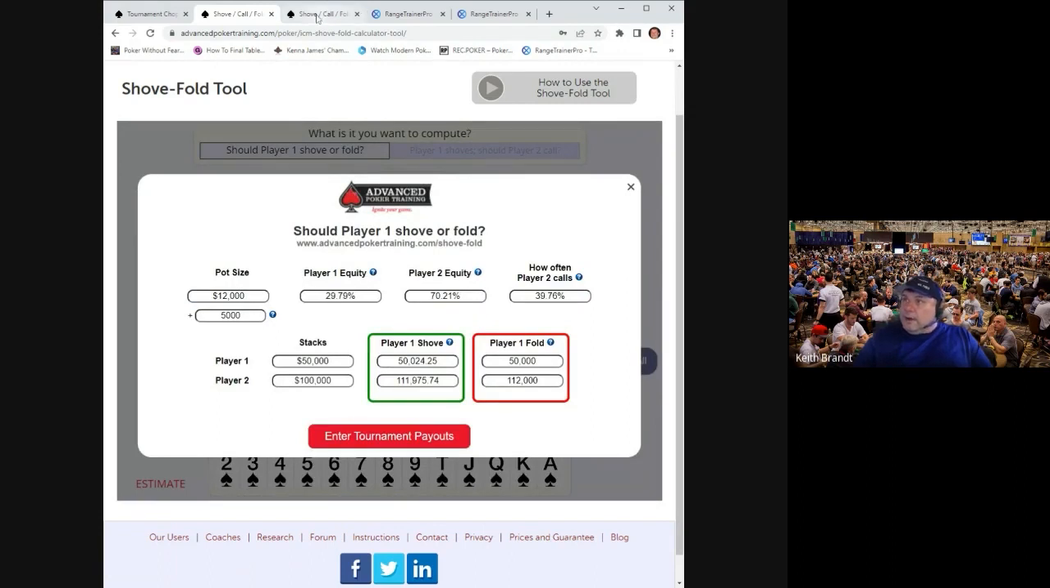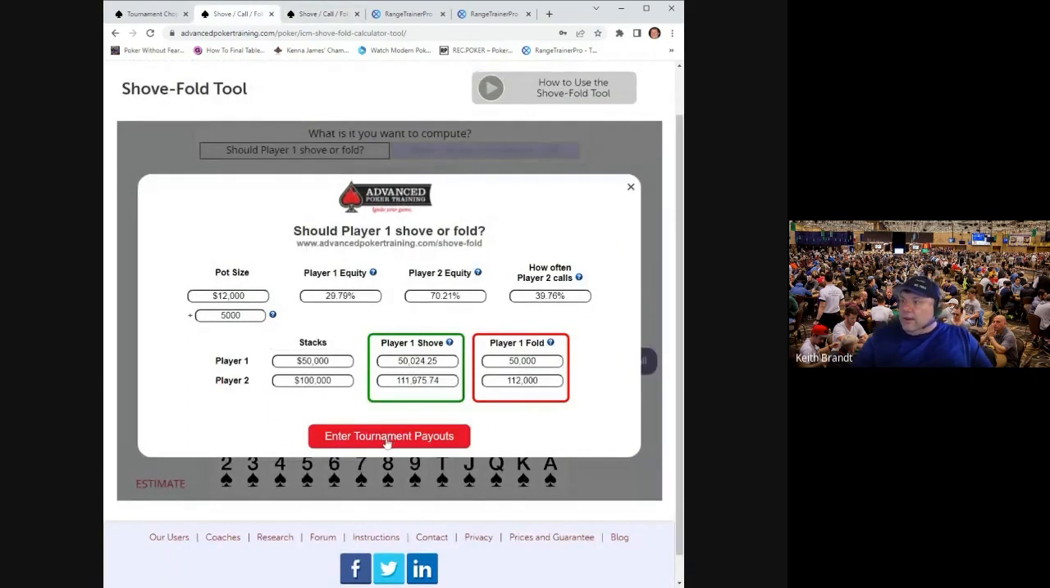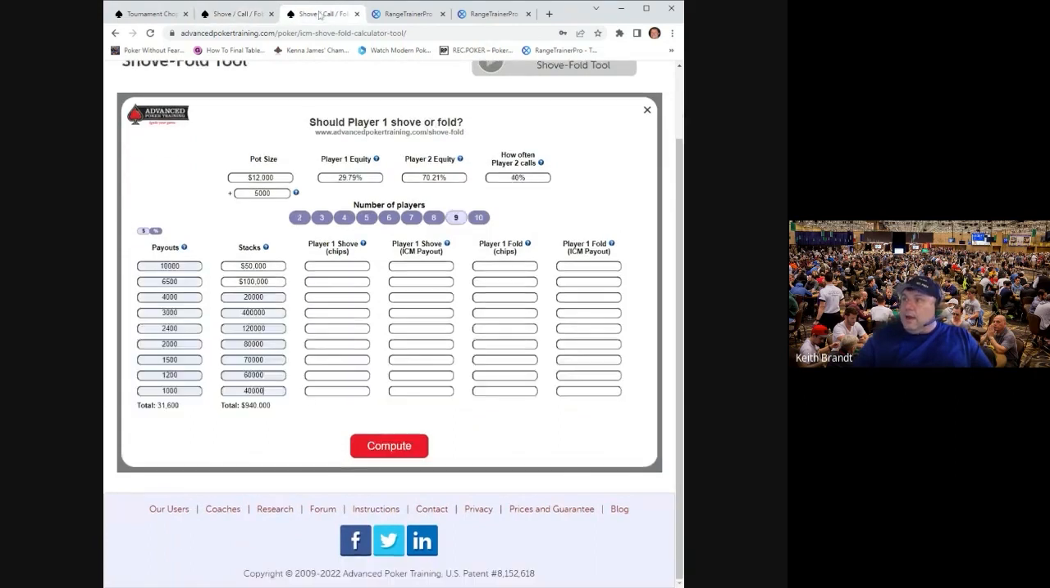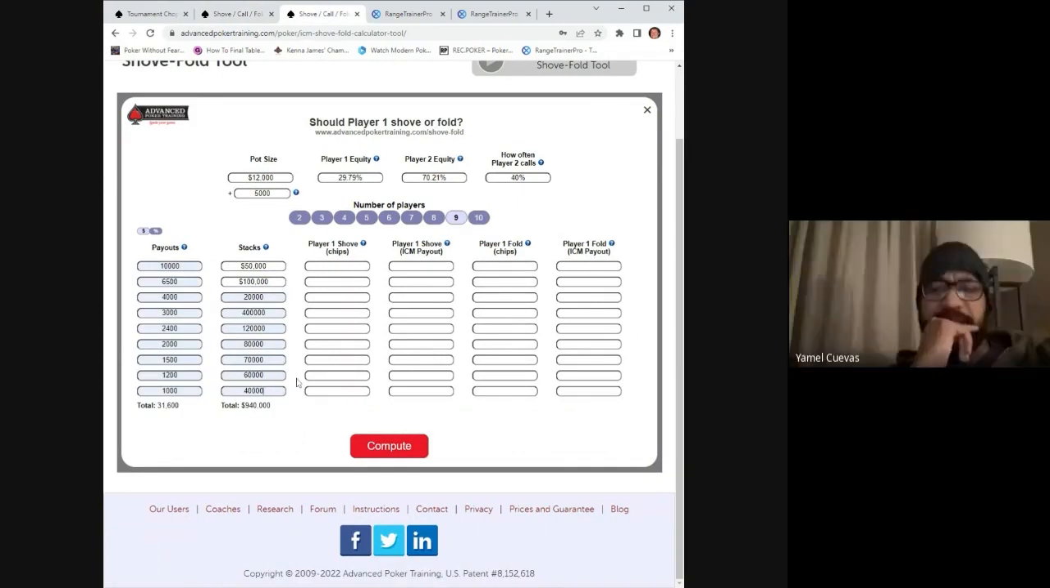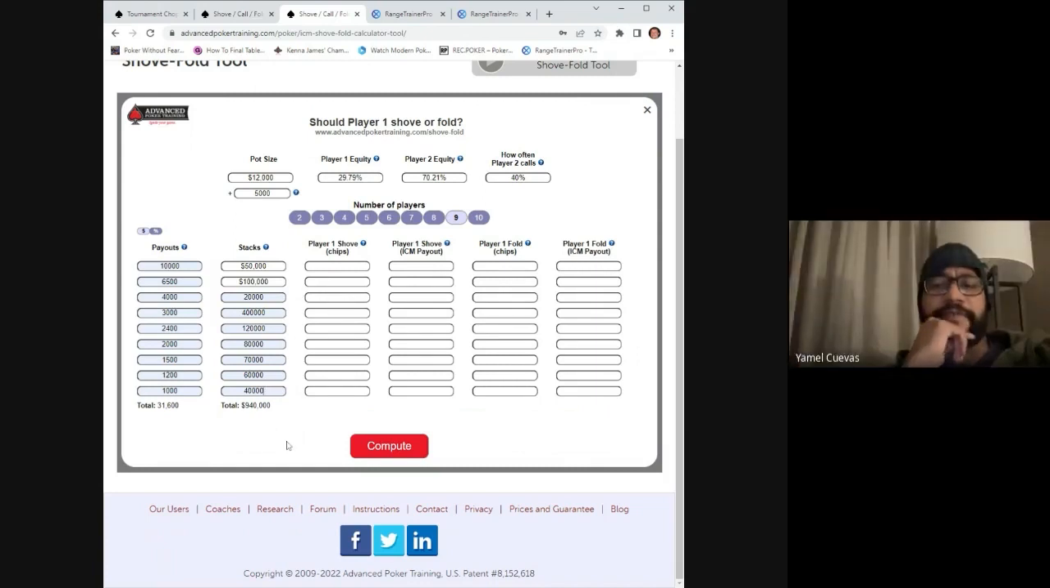So now I'm going to go to my next tab here. Oops. It says enter tournament payouts. So now we're going to do something related to ICM. I've already filled out some payouts for the same situation. This is where we ask whether player one should jam or not with 3-2 offsuit. It's not heads up.